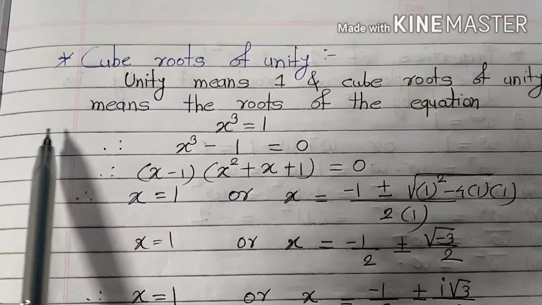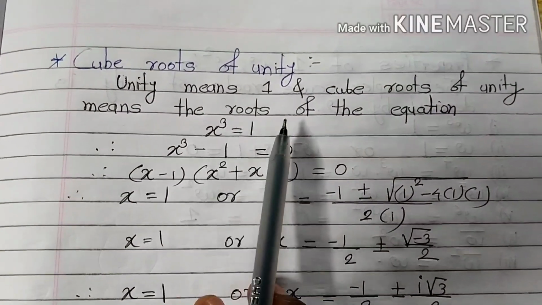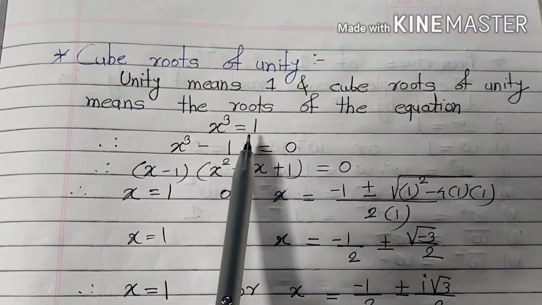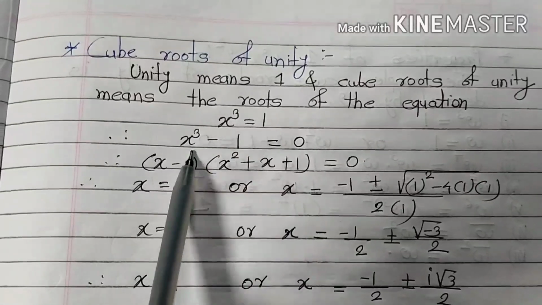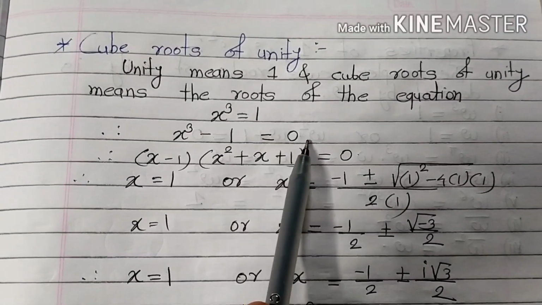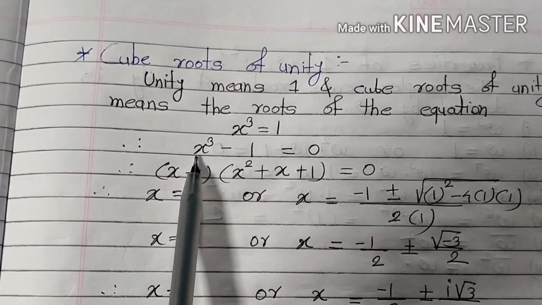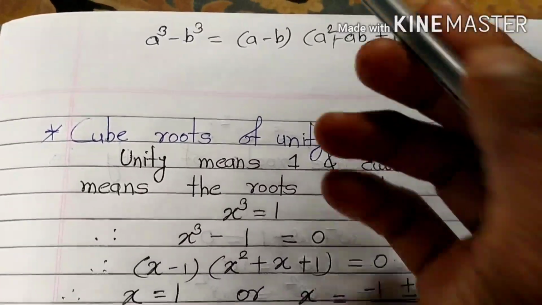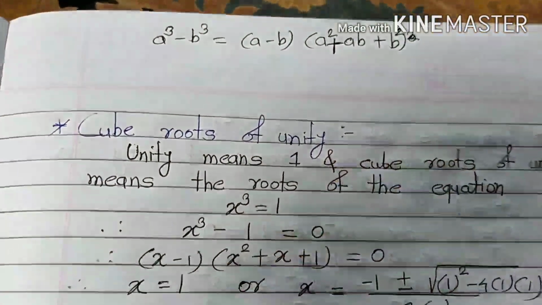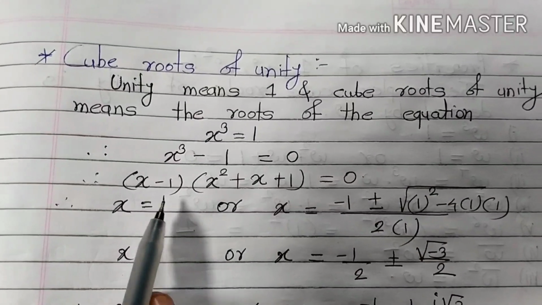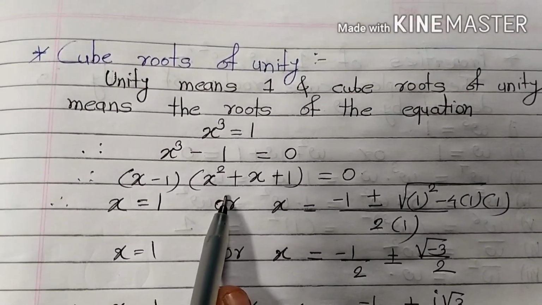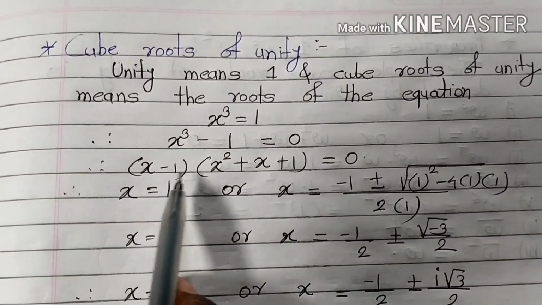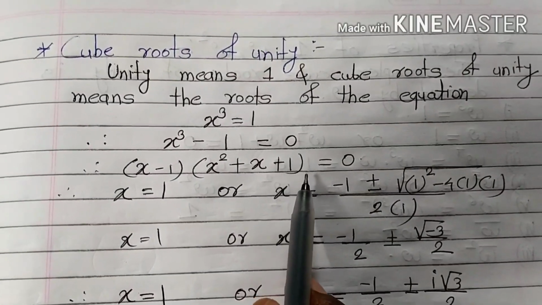Now the next topic is cube root of unity. Unity means 1, and cube root of unity means there is one equation, x cube equal to 1. Then take 1 on the LHS, so x cube minus 1 is equal to 0. Now suppose that it is a cube minus b cube. There is a formula for that: (a minus b)(a square plus ab plus b square). So using this formula you can split it like that: (x minus 1)(x square plus x plus 1) is equal to 0.